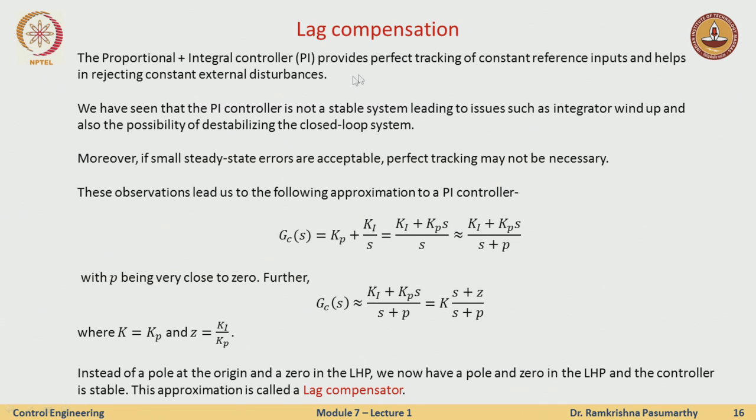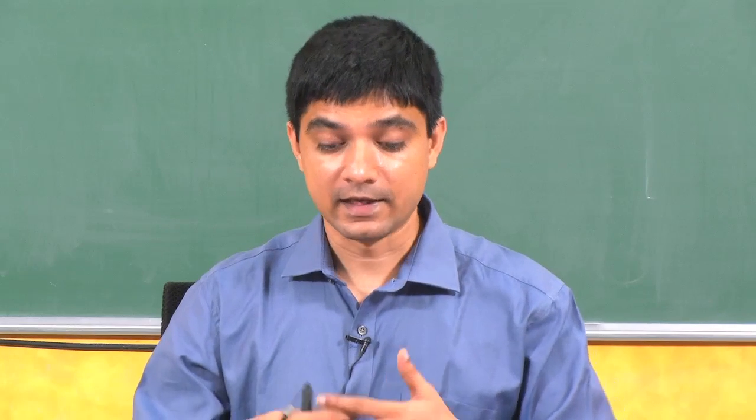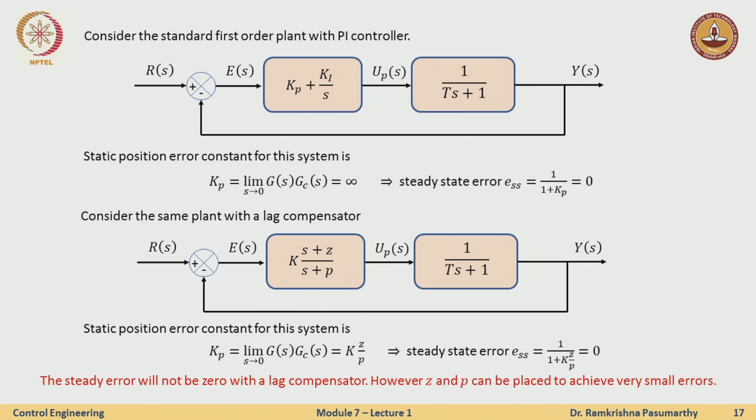So the approximation of PI, which is a lag compensator, what does it do? Instead of having a pole at the origin and a zero in the left half plane, now we have a pole and a zero both in the left half plane, and it is a stable controller, z is less than 0, p is less than 0, it is always stable, and this approximation is called a lag compensator. Now we may ask ourselves, well, you are playing around too much with the system, you are teaching us something, but then you are approximating. Now we will see, is the effect of this approximation disastrous or is this good enough?